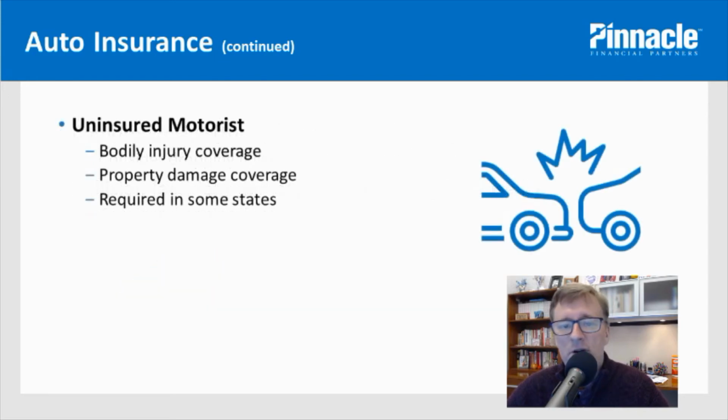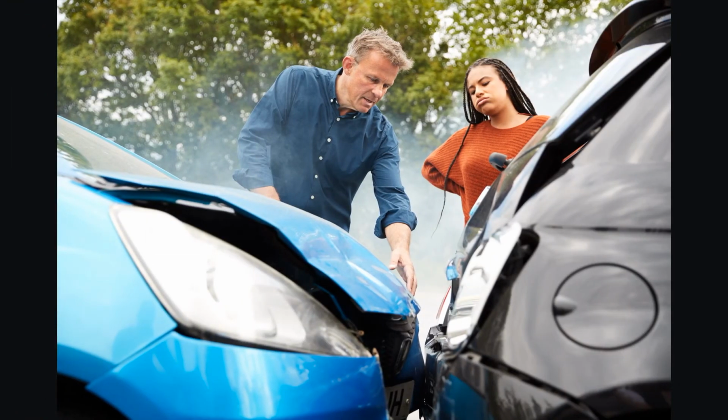Uninsured motorist coverage is a part of a car insurance policy that helps pay for your medical bills or car repairs if you're hit by a driver who doesn't have car insurance. Typically, when you're in an accident and the other driver is at fault, his or her auto liability coverage would help pay for your medical bills or repairs to your car. But if the at-fault driver doesn't have car insurance, you may have to pay out of your own pocket for these expenses. So that's where uninsured motorist coverage can help.